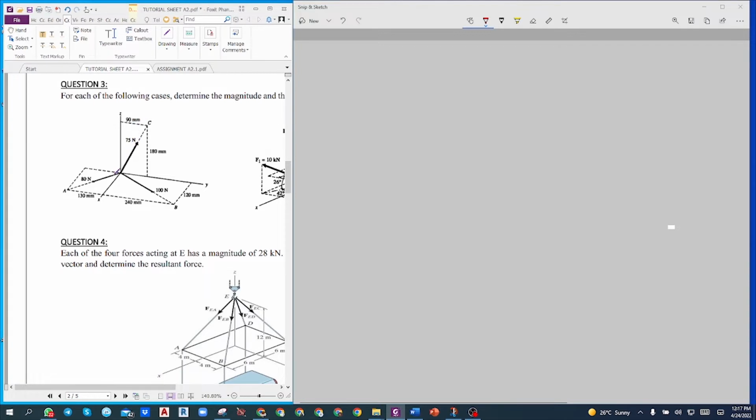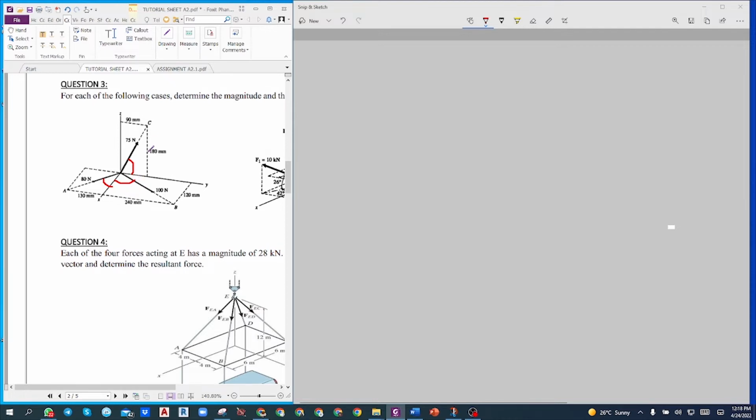So in the first one we have these 3 forces, okay? So we need to determine the magnitude and the direction angles. For the first one, from what we are given here, you can get angles. You can get this angle, this angle, and this angle, and then with those angles you'll be able to resolve the components, okay?